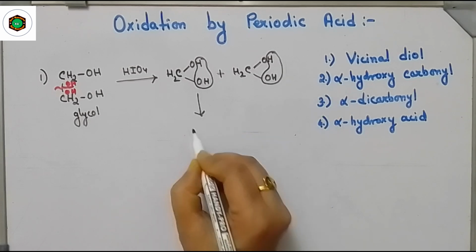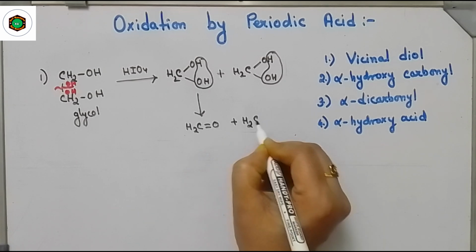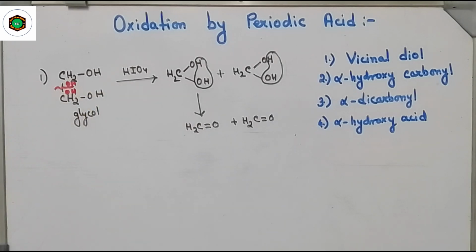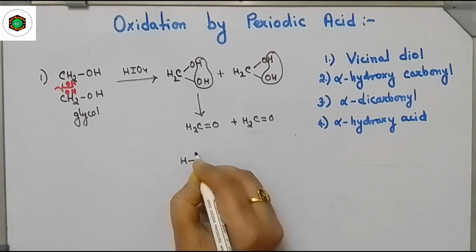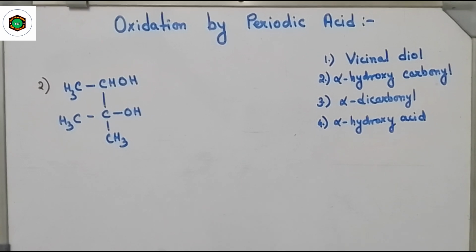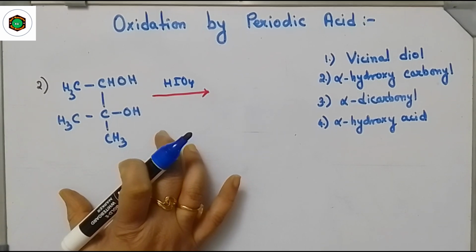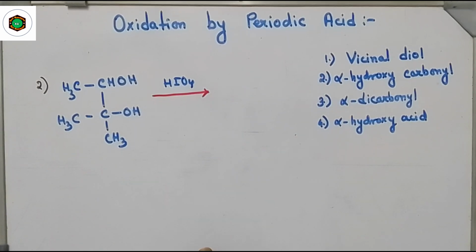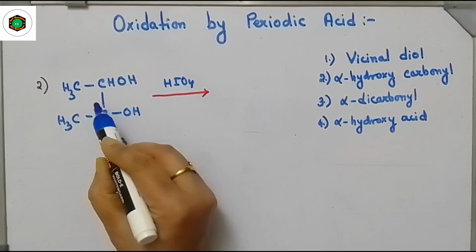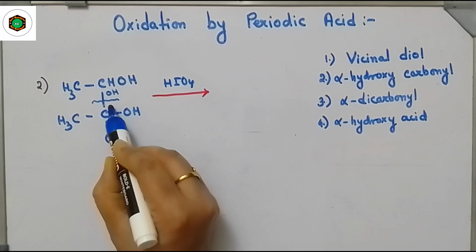And from here we will get formaldehyde. From here also we will get formaldehyde. So these are the products of periodic acid oxidation, two molecules of formaldehyde. This is the structure, formaldehyde. So two molecules of formaldehyde we are getting. Next example. Now for this compound, what is the periodic acid oxidation product? First you have to check whether in your compound any of these moieties is present or not. So here vicinal diol is there. So you have to break this bond and on each side with the carbon add OH.